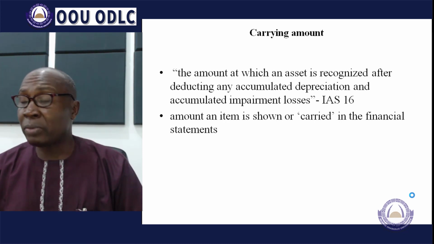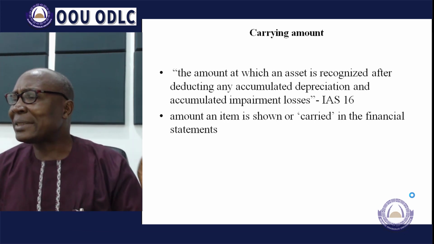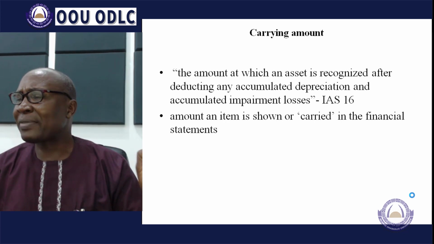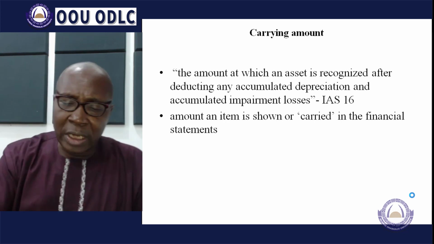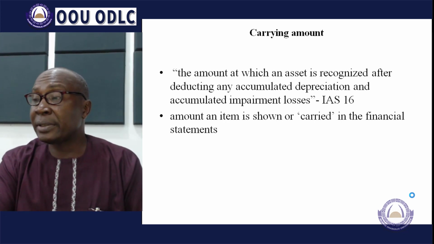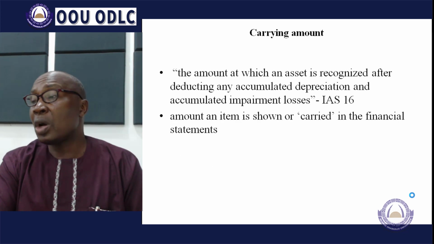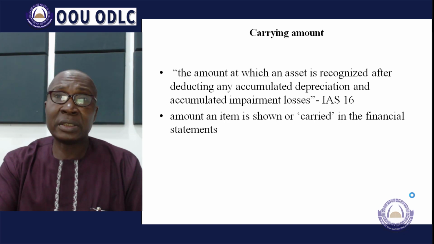Carrying amount. The carrying amount is the amount at which an asset is recognized after deducting any accumulated depreciation and accumulated impairment losses. That's what we call the carrying amount. The amount at which an asset will be recognized after the deduction of accumulated depreciation and accumulated impairment losses.